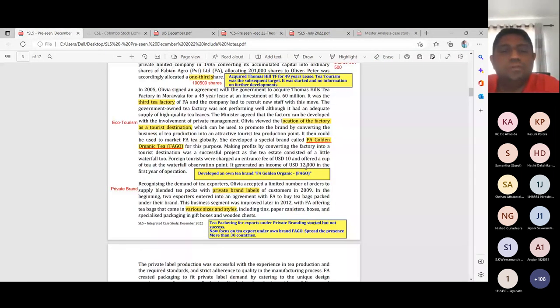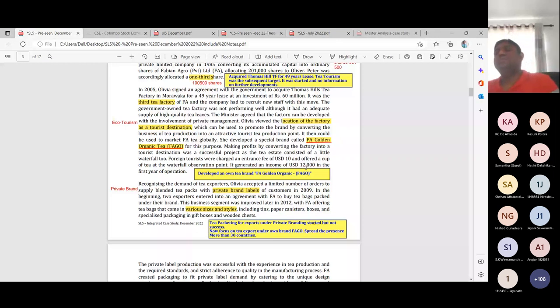Right. So making profit by converting the factory into a tourist destination was a successful project, as the tea estate consists of a little water bowl. Foreign tourists are charged an entrance fee of $10 and offered a cup of tea at the water bowl observation point. It generated an income of $12,000 in the first year of operation. Internally, they don't have a hotel actually. They just allow locals and foreigners to come and see, and they charge $10.